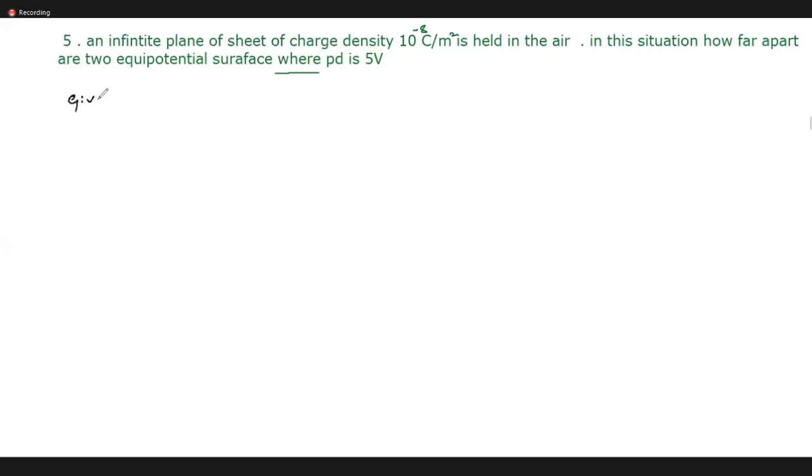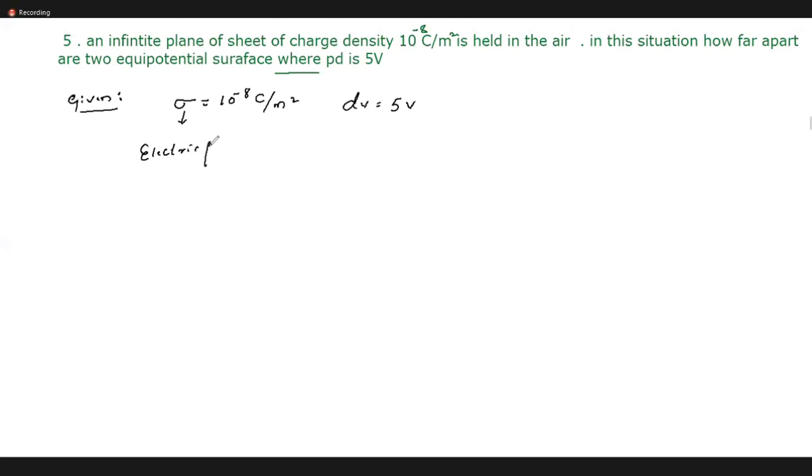Please try to write first. Given data: an infinite plane sheet of charge density, sigma, is 10 to the power of minus 8 coulomb per meter square. Try to analyze this. What is sigma? You remember it from the plane sheet. Then dV is given. dV is equal to 5 volt. So this is the thing you got in the electrostatic field, electric field due to a plane sheet.